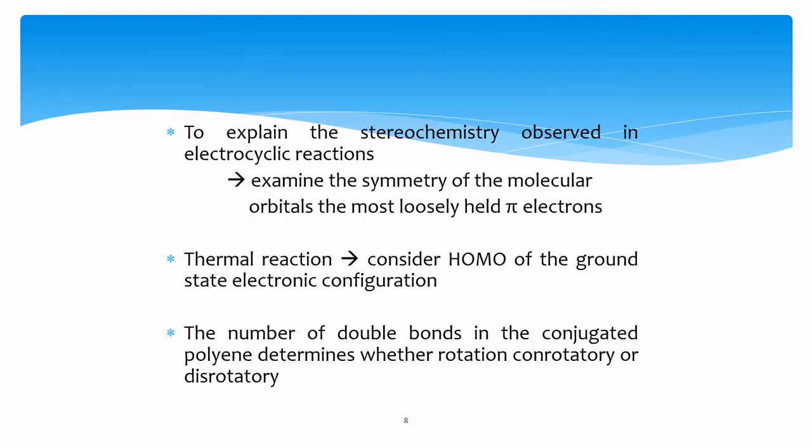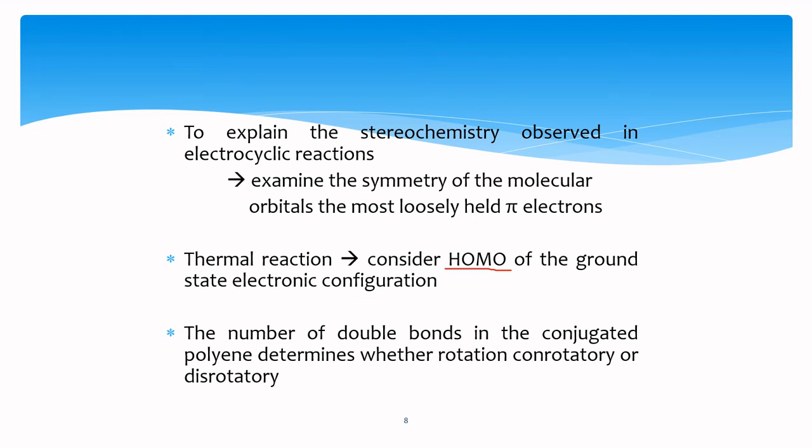So this mechanism can explain the stereochemistry observed in electrocyclic reactions, where first we need to examine the symmetry of the molecular orbital, which holds the most loosely held pi electrons. For a thermal reaction, we need to consider the HOMO of the ground state electron configuration. And the number of double bonds in the conjugated polyene will determine whether rotation is conrotatory or disrotatory.